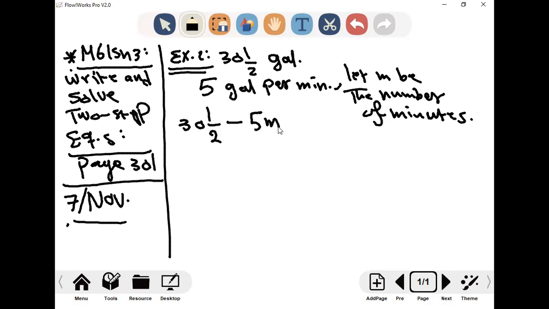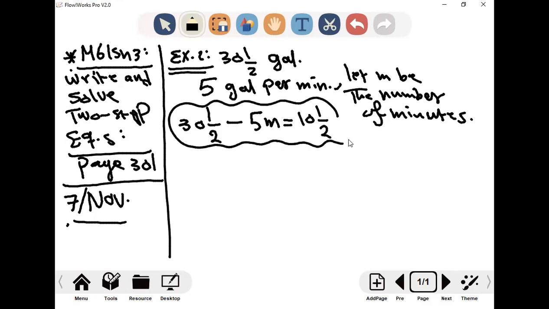Will reach how much? So the total amount is 30.5, right? It drains, decreased, minus. Each minute 5. M minutes, 5 multiplied by m, right? Do you understand? 5 multiplied by m will reach 10.5. This is the equation, right? This is the equation. Now we need to solve it to know how many minutes this water, 30.5 gallons, will become 10.5 gallons.